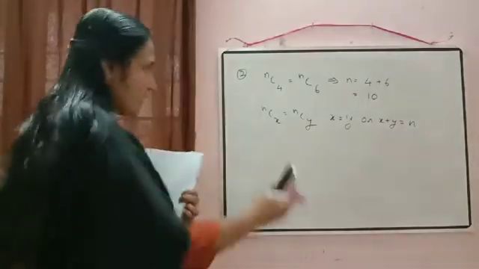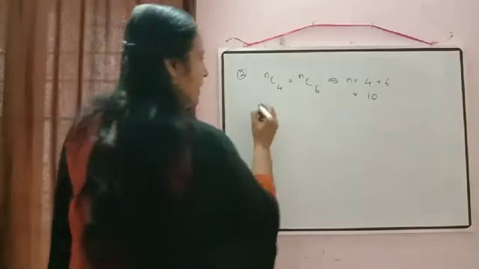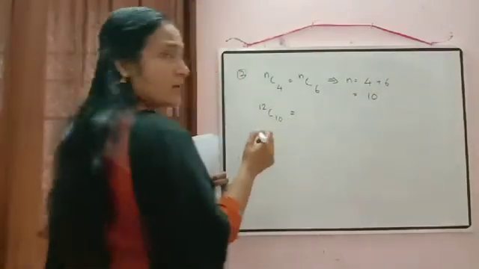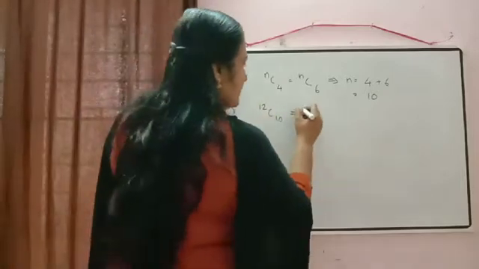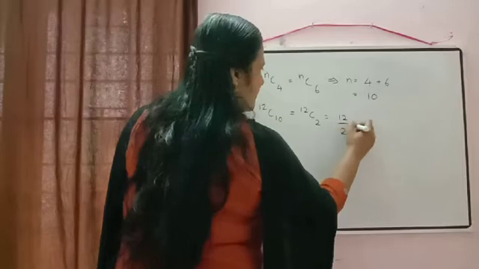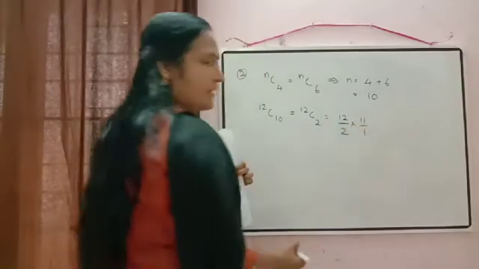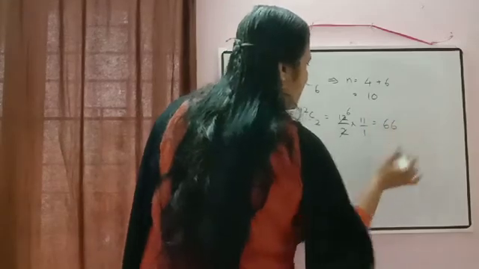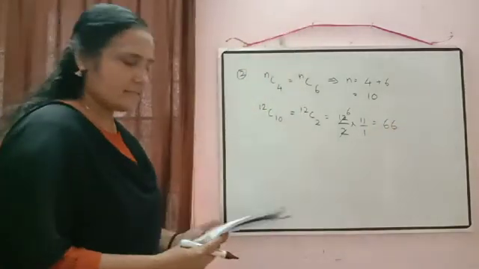Now what do we have to calculate after that? Find 12CN, so we have to calculate 12C10. Again this number is bigger, so we can subtract, and it will be equal to 12C2. Now we can simplify it: 12 by 2 into 11 by 1. Here it will get cancelled and we get the answer 66.